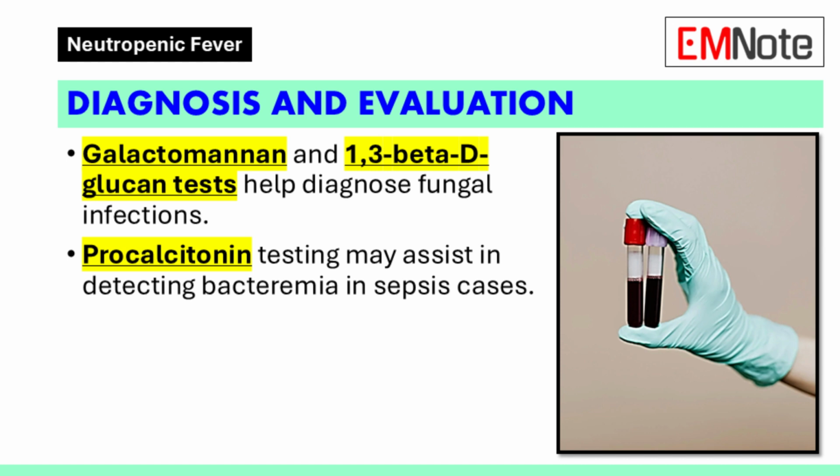1,3-beta-D-glucan is a fungal-specific cell wall component that may serve as a diagnostic biomarker of fungal infections. Procalcitonin may have moderate diagnostic accuracy for bacteremia detection in patients with sepsis.